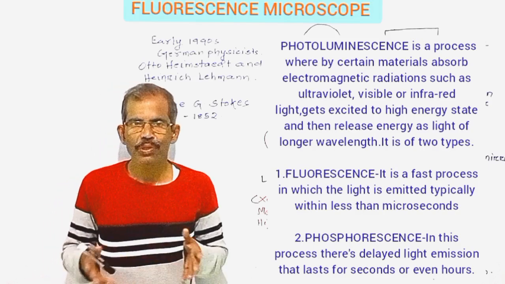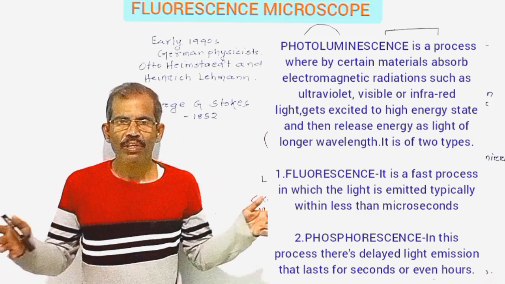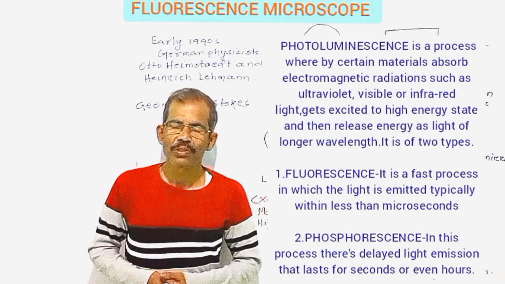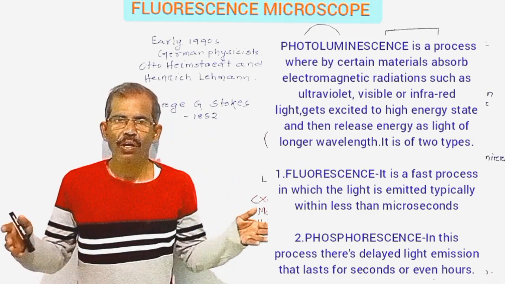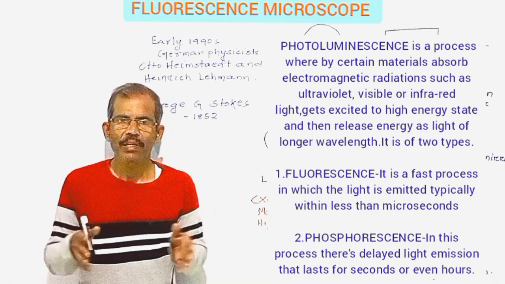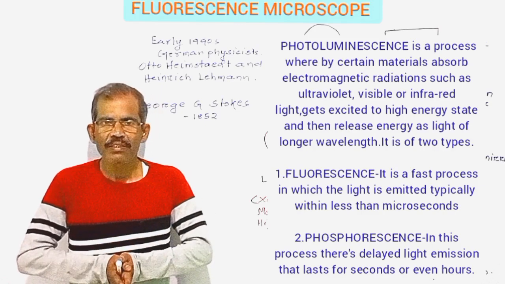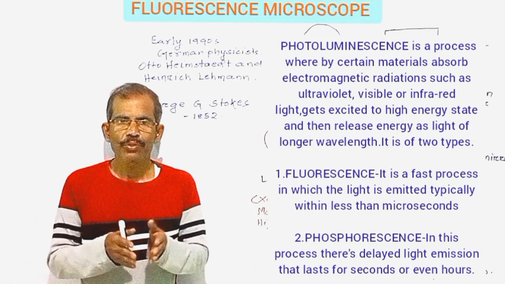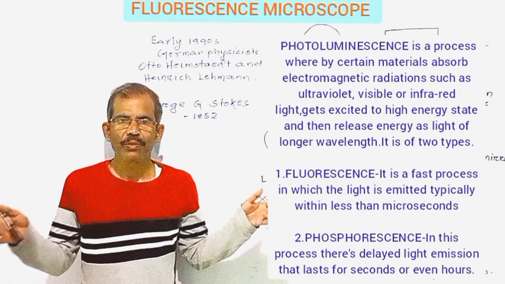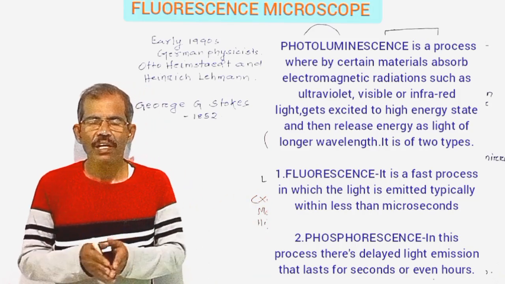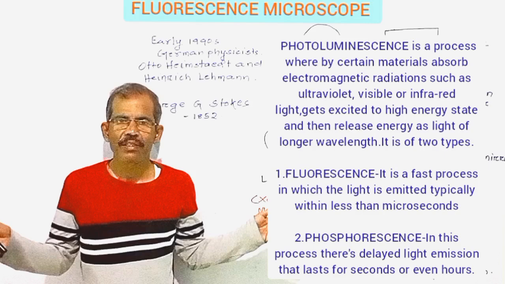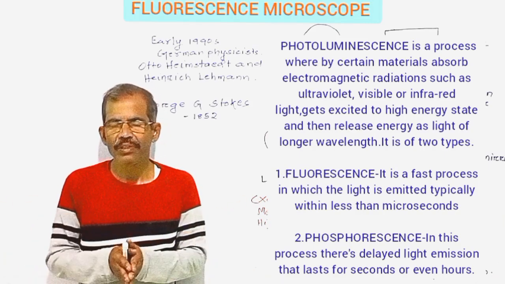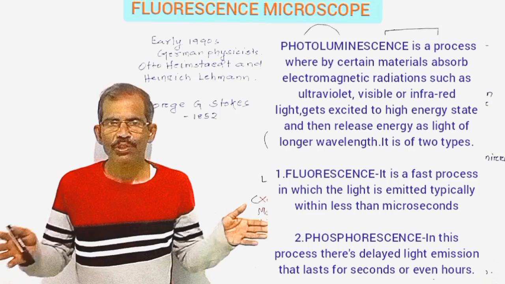Photoluminescence is of two types. Number one, fluorescence. It is a fast process in which light emission occurs rapidly, typically within less than 10 to the power minus 6 seconds. Number two, phosphorescence, in which there is delayed emission of light that lasts for seconds or even hours. It is a slow process.